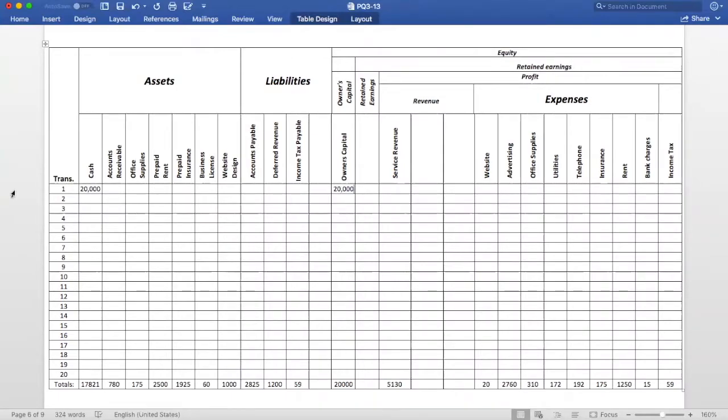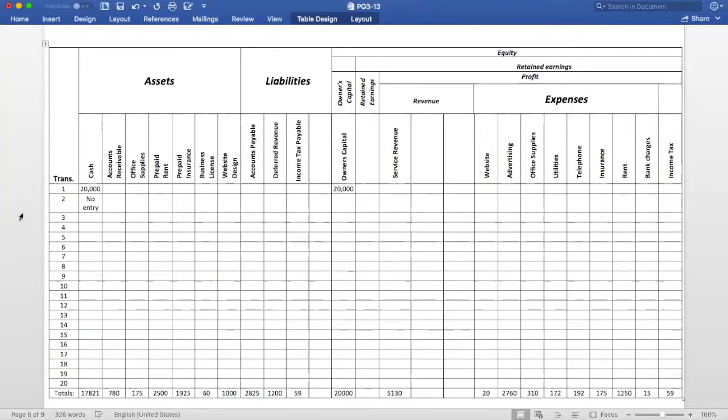Number 2, you set up a business bank account. There is no entry here because you are just setting up the account. It is an event rather than a transaction. Number 3, you pay cash for 3 months of rent. Cash will decrease and prepaid rent will increase.